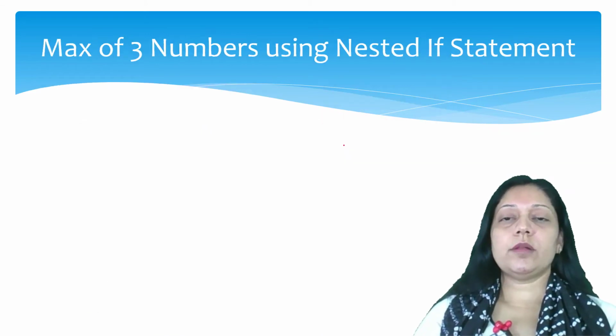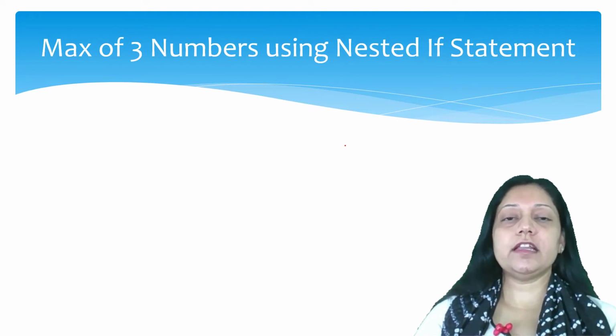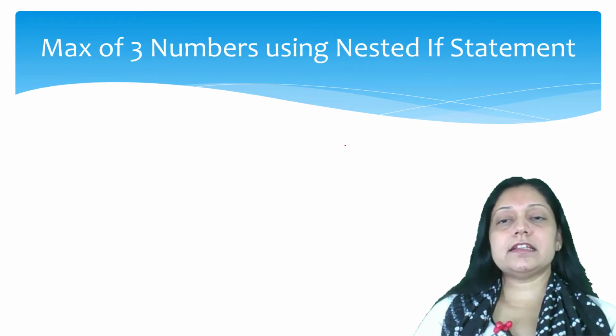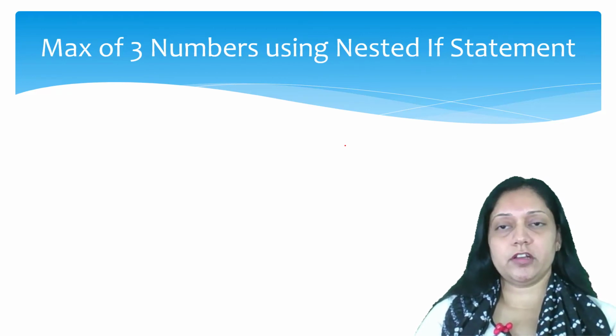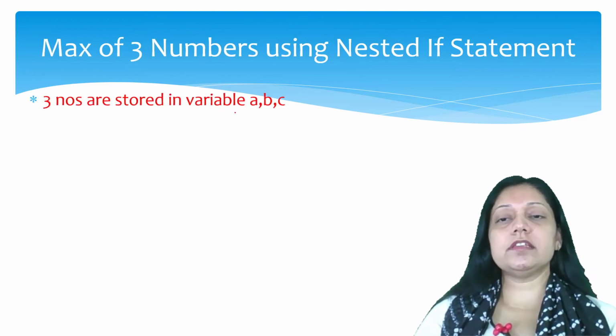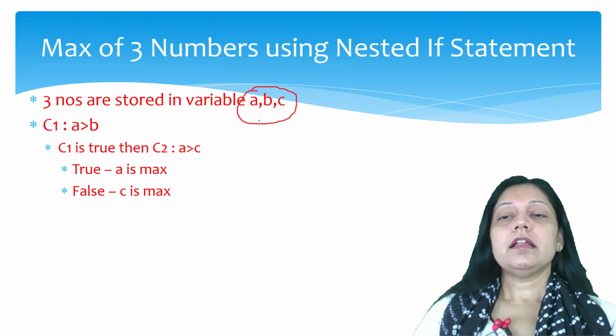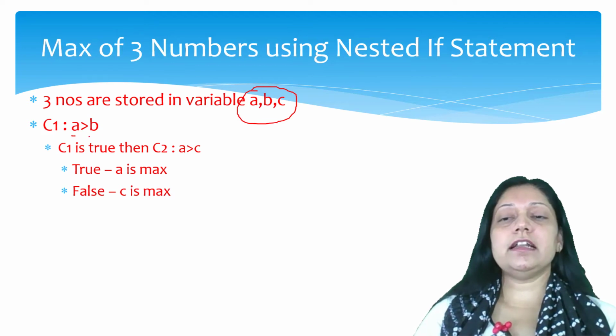Now let's see one program using nested if, a very important program, that is finding out the maximum of 3 numbers using nested if statement. Let's understand what would be the logic of this particular program. Since I need to find out the maximum of 3 numbers, I'll take 3 numbers in the variables a, b and c in my program. Then I'll first check the condition of the first two numbers, that is a and b. So I'll check if a is greater than b, that is my condition 1.